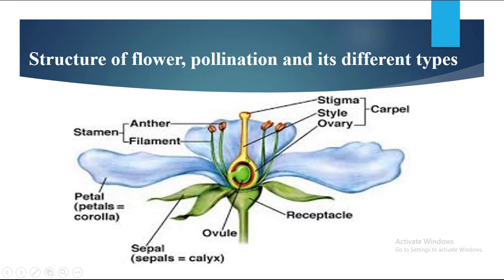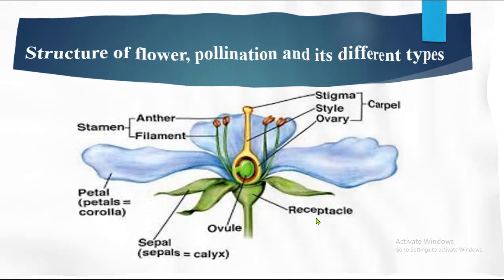Innermost part is the female part. It has the following parts. The uppermost broader part is stigma. Then this narrow neck-like structure is style. Then this broader part is ovary. Inside the ovary there is ovule. And you already know that this ovary is the future fruit and this ovule is the future seed.